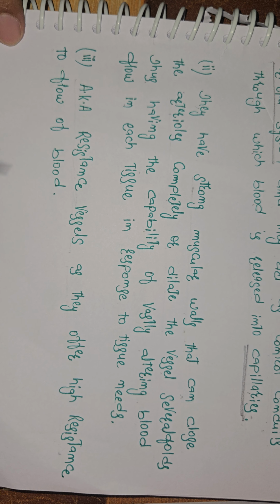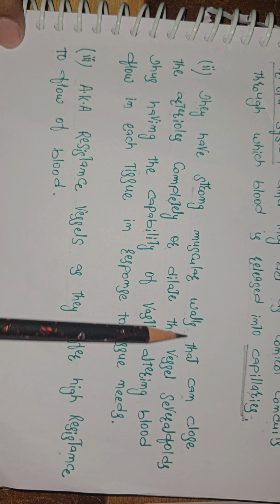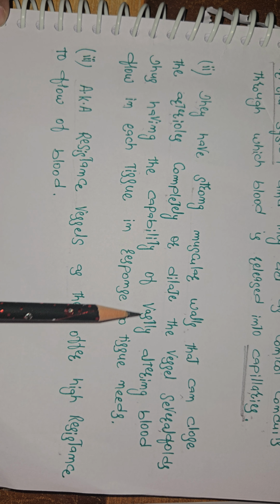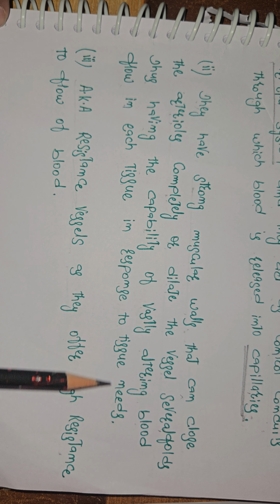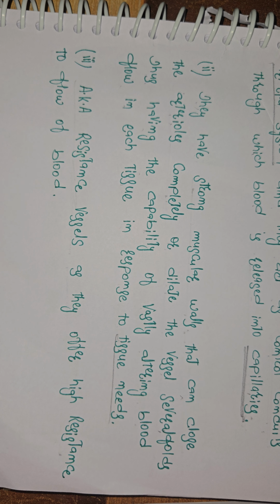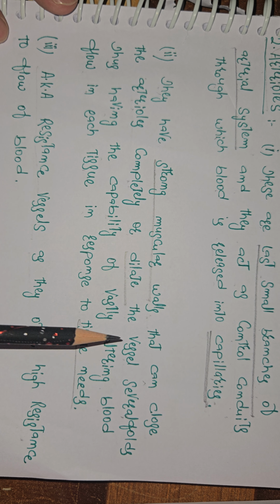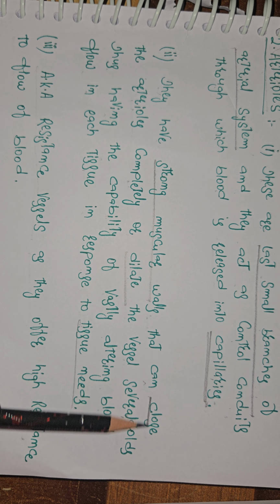Number second point, arterioles have strong muscular walls that can close arterioles completely or dilate the vessel several folds, thus having the capability of vastly altering blood flow in each tissue in response to tissue needs. It means that according to the tissue needs, arterioles can dilate or constrict, thus they can alter the blood flow to each tissue. Why? Because they have strong muscular walls, which can close or dilate.